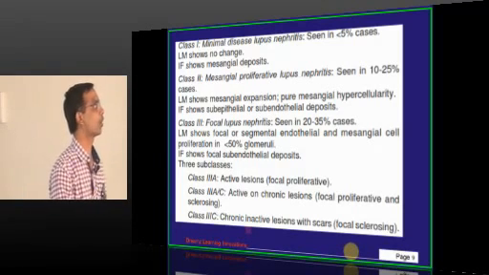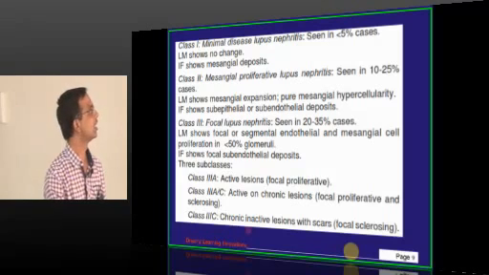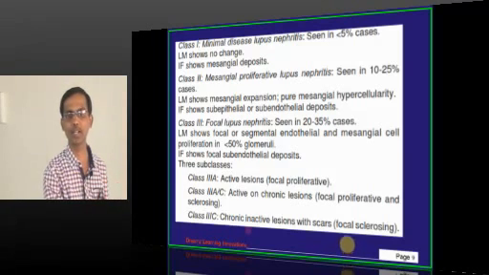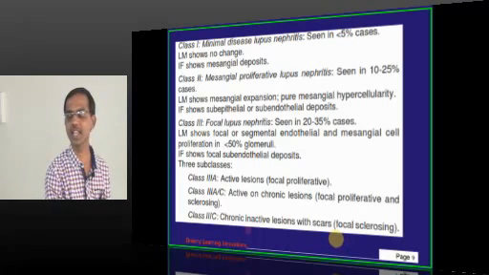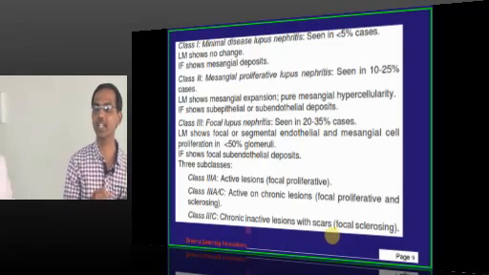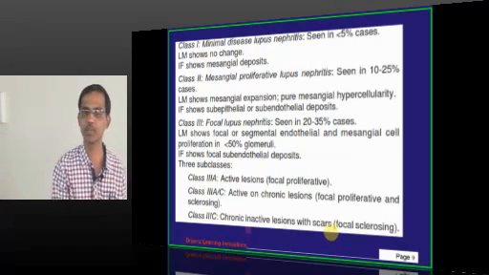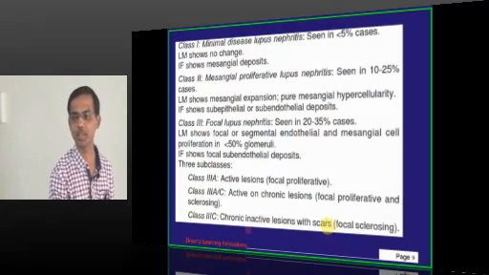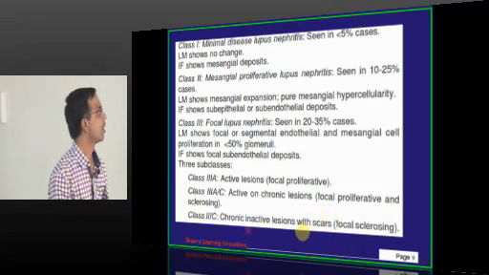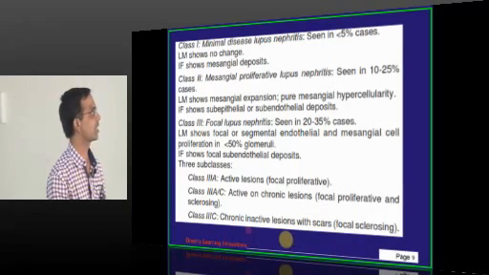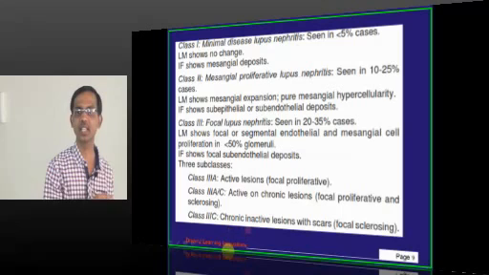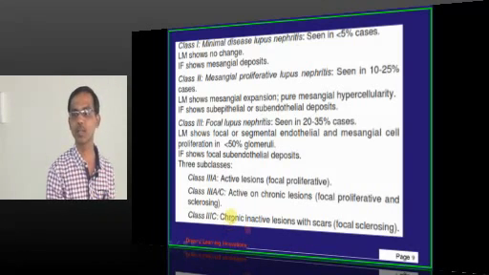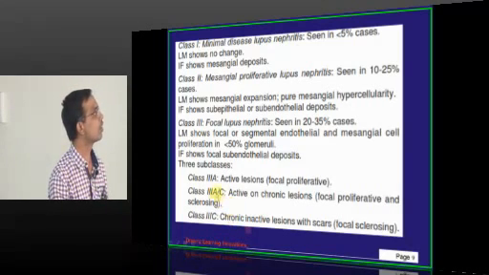Class 2 is proliferation in the mesangium. Here there is no change on light microscopy. In class 2 there is slight increased cellularity in the mesangium with increased matrix. The protein deposition in the mesangium is increased. This is seen in 10 to 25% of patients. Mesangial expansion, mesangial hypercellularity, and on immunofluorescence, apart from mesangium, there will be deposits in the membrane also, subepithelial or subendothelial. So, it is called mesangioproliferative lupus nephritis.